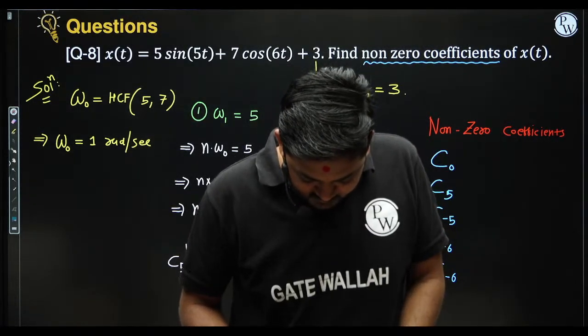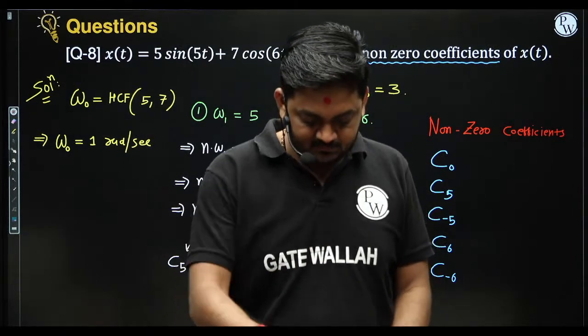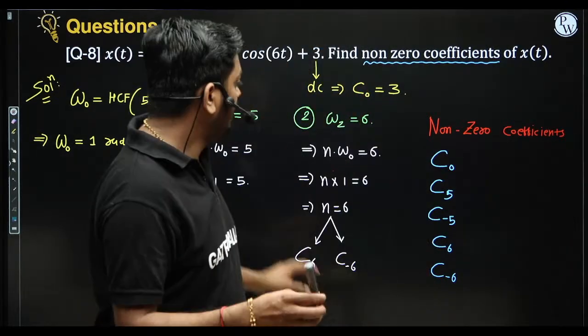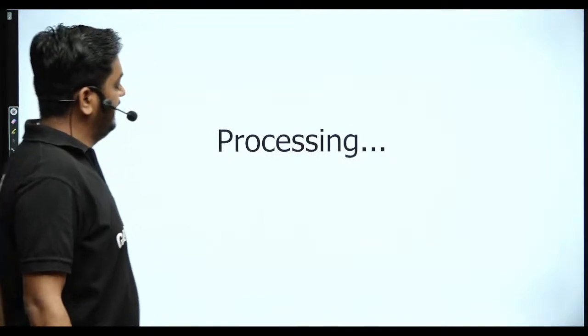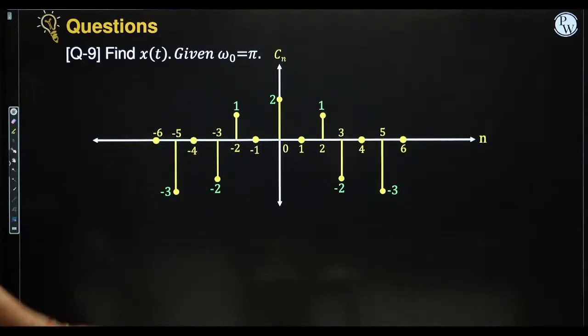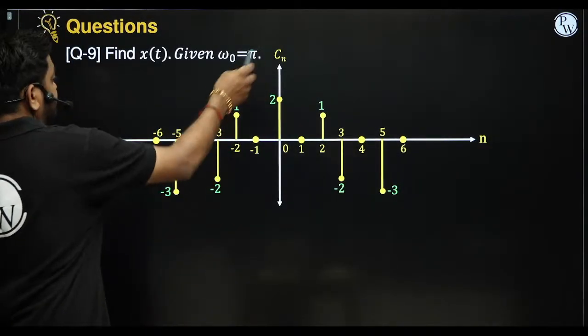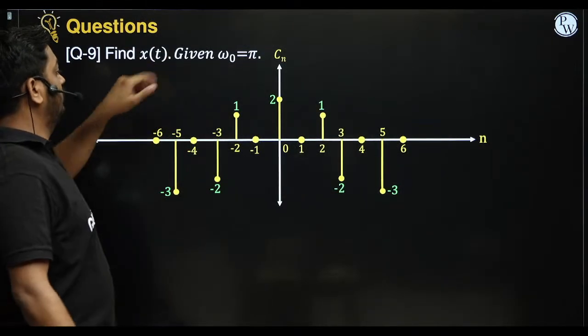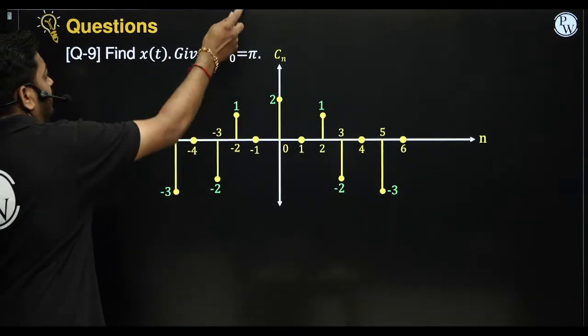I hope all the students are getting what I'm saying. Okay, so guys, we will solve more questions like this, but in the next class, guys. Okay, like this. See, now this is two-sided, that is Cn is given, and from Cn we have to find the x of t, guys. So we will continue in the next class.